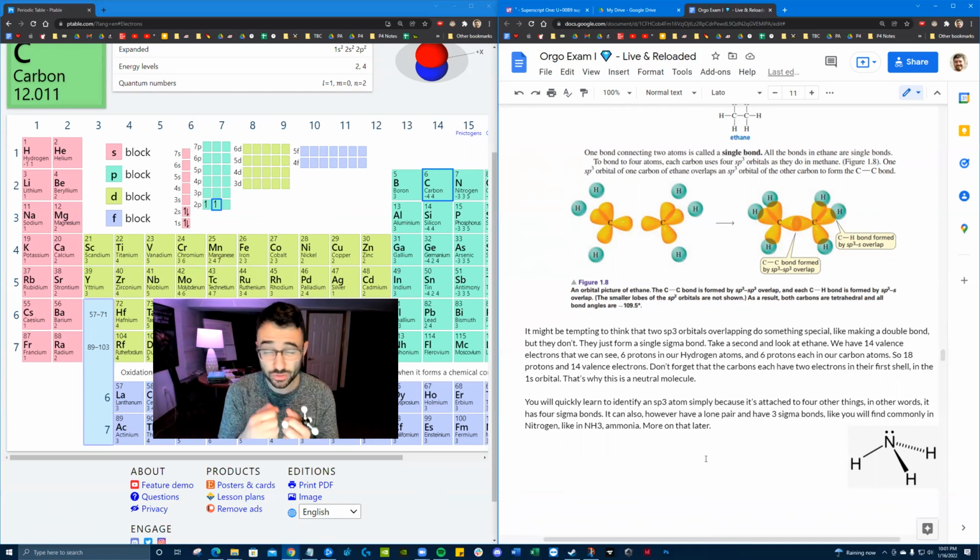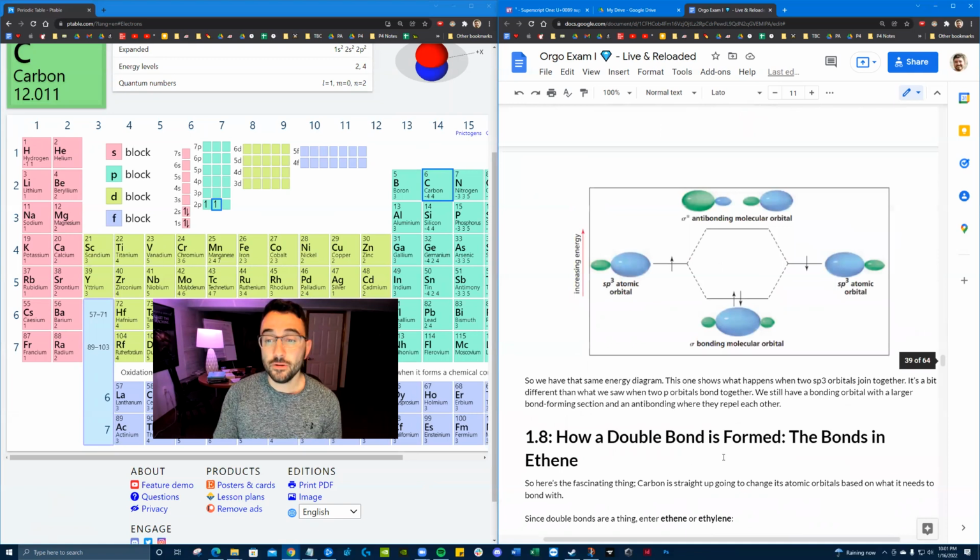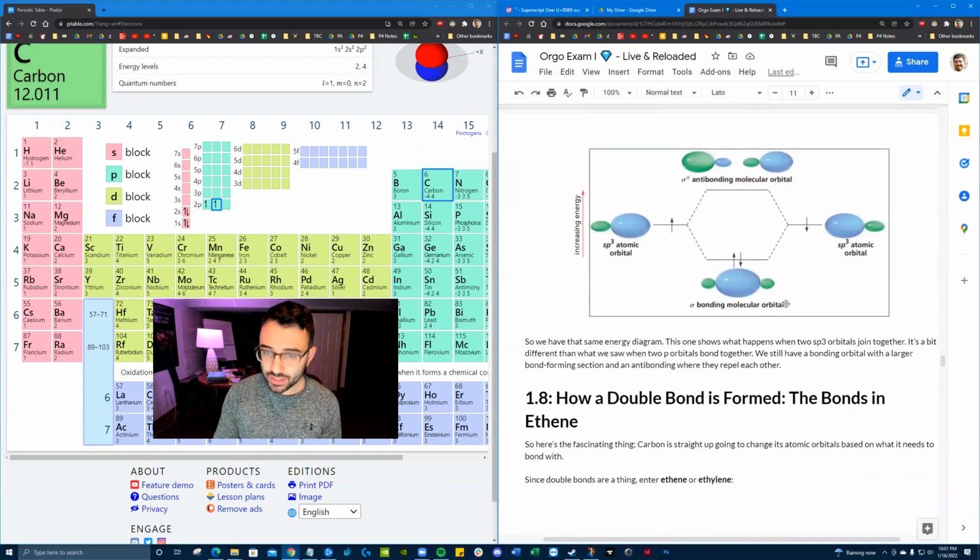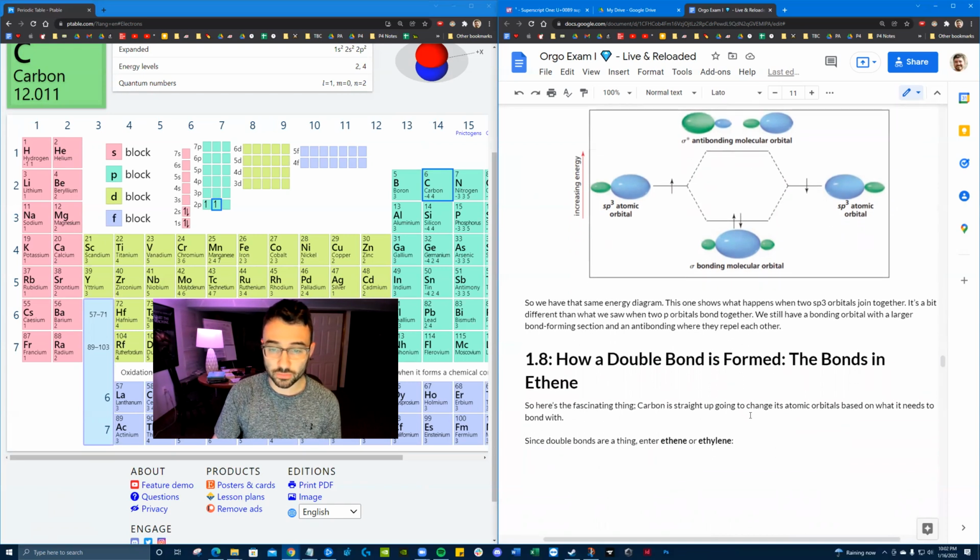You can think, well, it's attached to 4 things, but to make that, I had to take 1 s and 3 p's. I had to take 4 ingredients to then make those 4 sp3 orbitals. So there's 4 sp3 orbitals, but it's 1 part s and 3 parts p. From this kind of wonky orbital thing, this is how sp3 orbitals come together. You're still going to have that sigma bonding molecular orbital and that sigma anti-bonding molecular orbital.